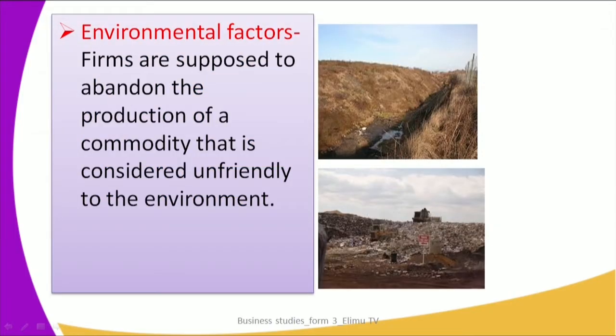And the other factor is the environmental factors. When we talk of the environmental factors, we are referring to factors like flooding, earthquake, and all that. So firms are supposed to abandon the production of a commodity that is considered unfriendly to the environment, because you will find that when some goods are produced, the waste products are usually inorganic. So the firm should not produce such a product. So that marks the end of our lesson.